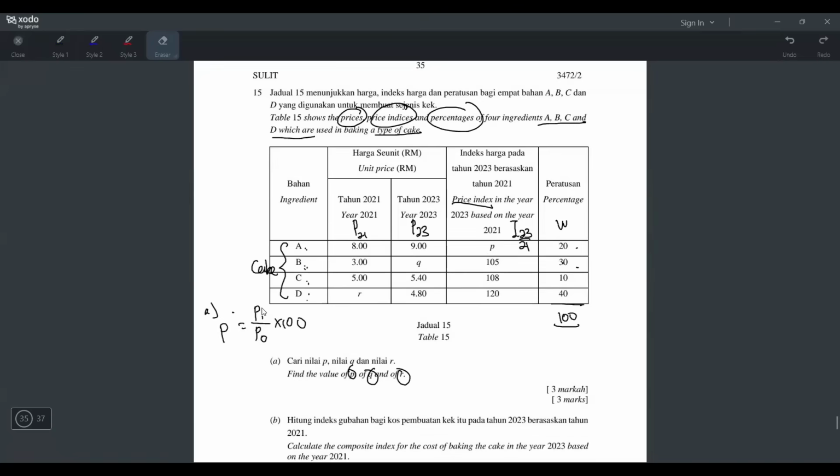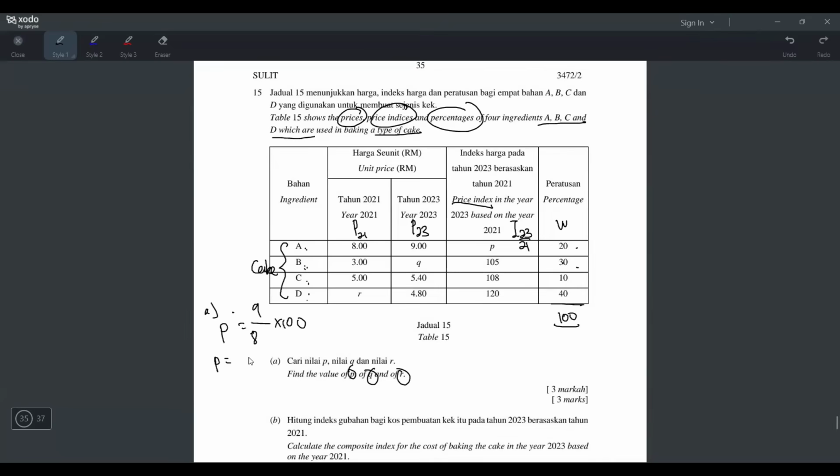Okay, the P1 will always be the price in the newer year, the latest year. So the latest year is 23, which is 9 ringgit. Okay, and then for this one, it will be 8, right? And then now you press calculator, you will get your answer for P. So what is 900 divide 8? Press calculator. Okay, my calculator gives me 112.5. So that is the answer.